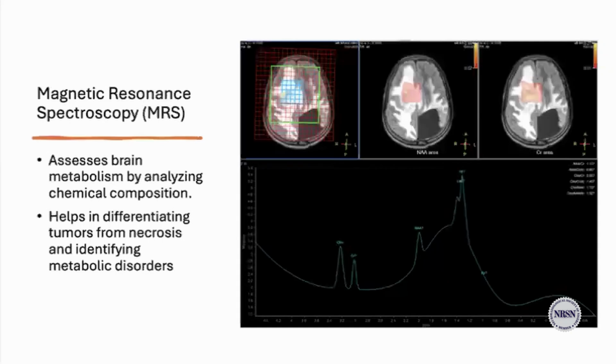And then we have spectroscopy. MR spectroscopy goes a step beyond the structural imaging by looking at the brain's chemical makeup. It helps us assess metabolism and can be really useful in differentiating, for instance, tumor tissue and radiation necrosis. It also plays a role in identifying certain metabolic disorders. While it's not part of every routine scan, when used well, it provides valuable insights that traditional imaging alone might miss. And we'll see these as we progress with the presentation.